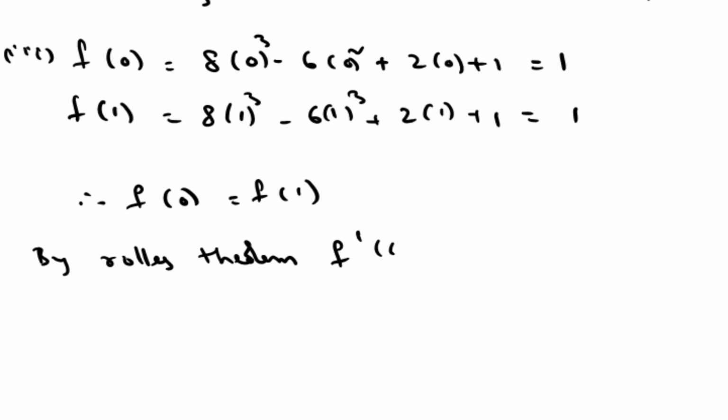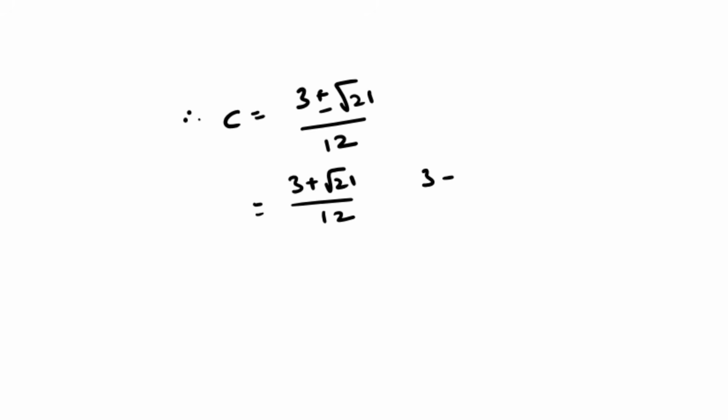f dash of c equals 0. 24 into c square minus 12c minus 2 equals 0. Therefore, c is equal to 3 plus or minus root 21 by 12, which is 3 plus root 21 by 12 and 3 minus root 21 by 12.